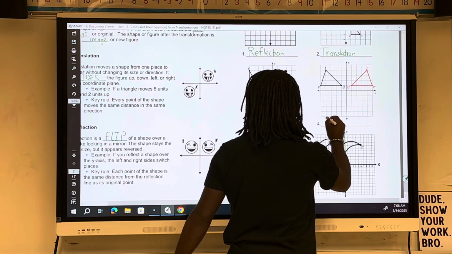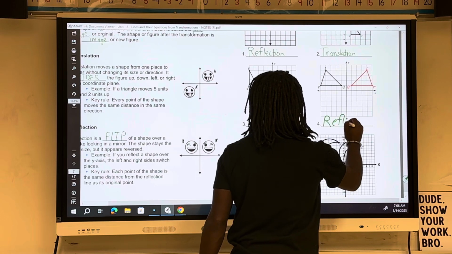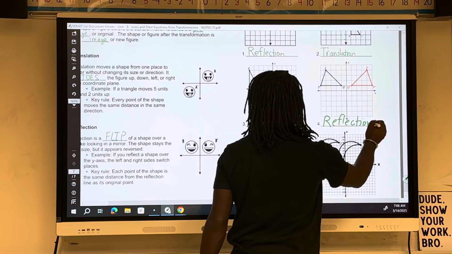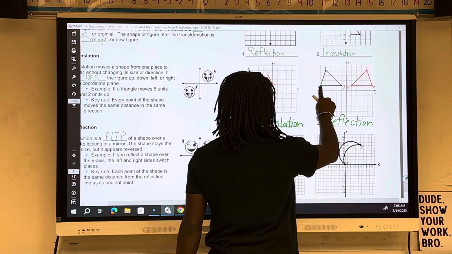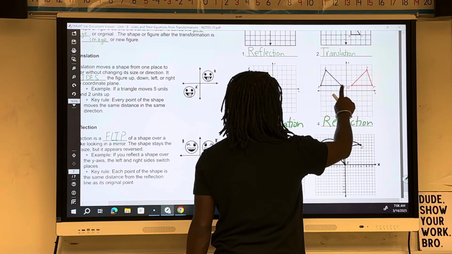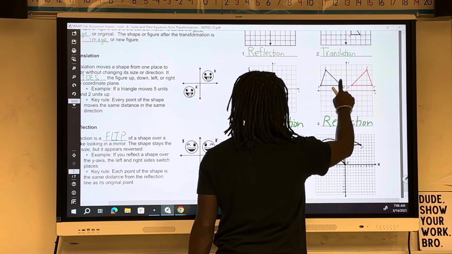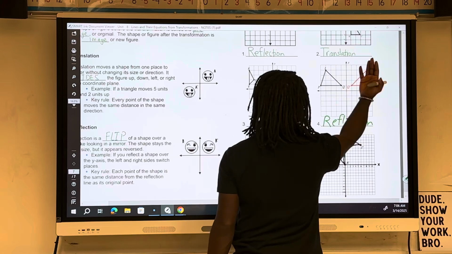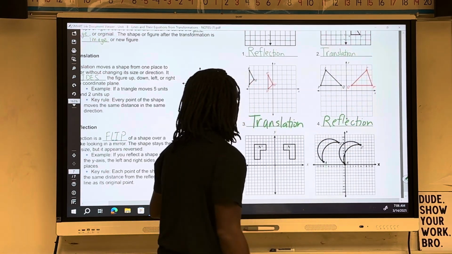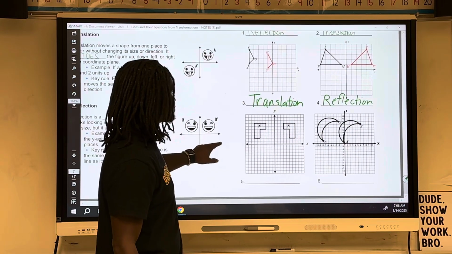The next one is a reflection, because point P is on the left here, but now point P is on the right. Q is on the right here, now it's on the left. And so it is reflected again over the y-axis.